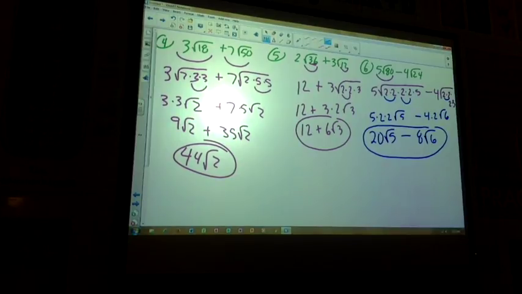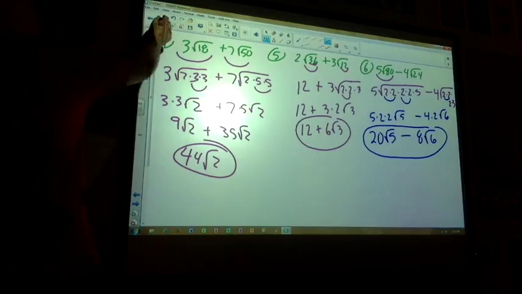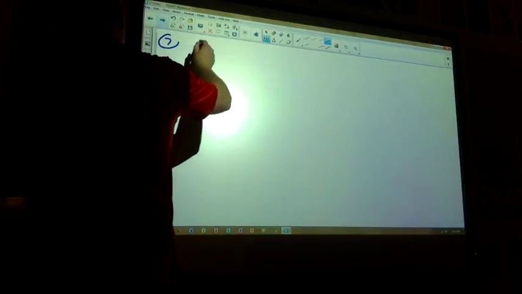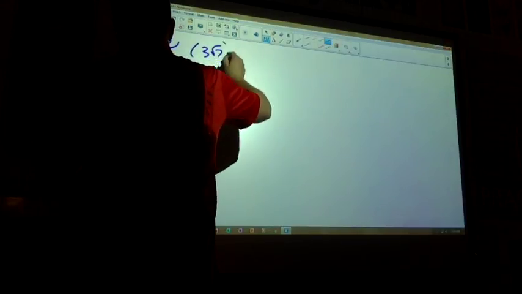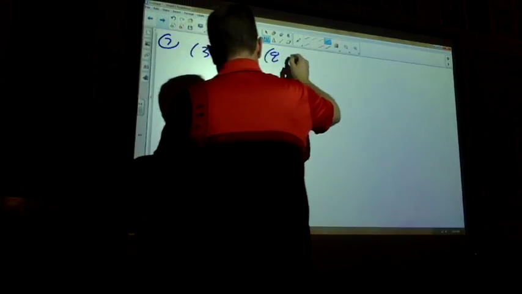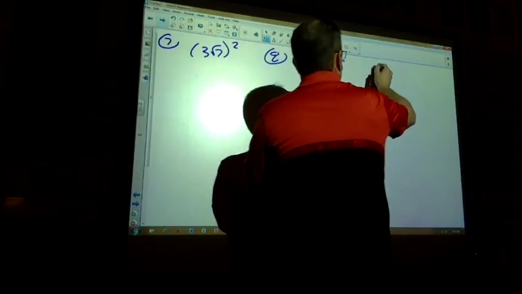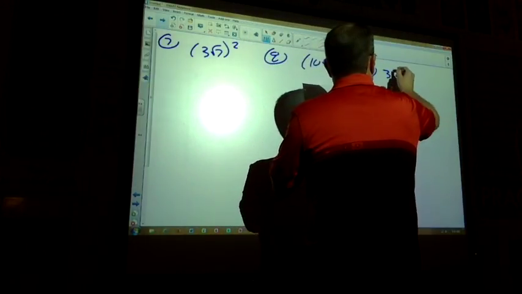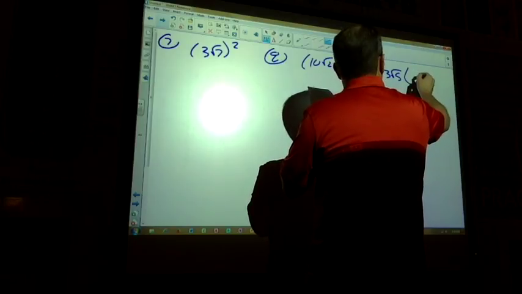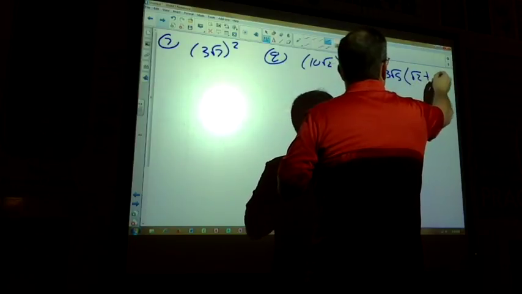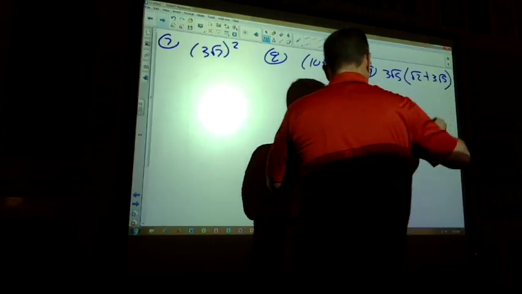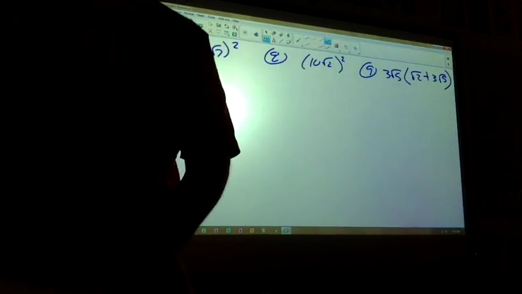Then 7, 8, 9, and 10, we start dealing with raising it to a power, which means we're going to start multiplying them. So let's take a look at what we have here. Number 7, we have 3 root 7 squared. Number 8, we have 10 root 2 quantity squared. And number 9, we have 3 square root 5, parentheses, root 2 plus 3 root 5. Okay?